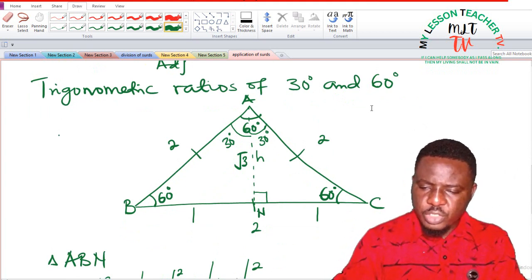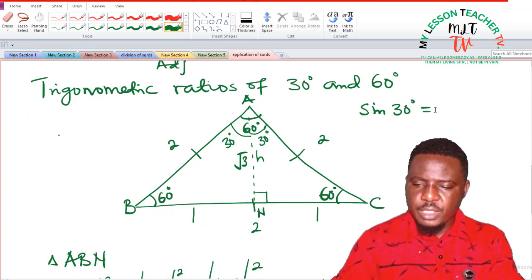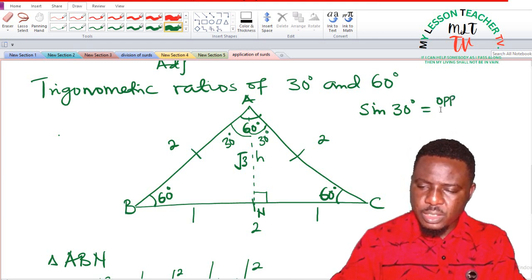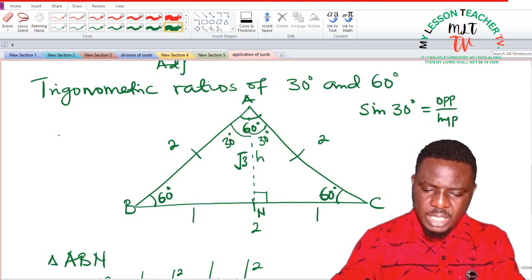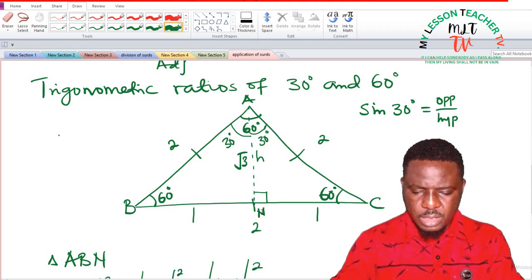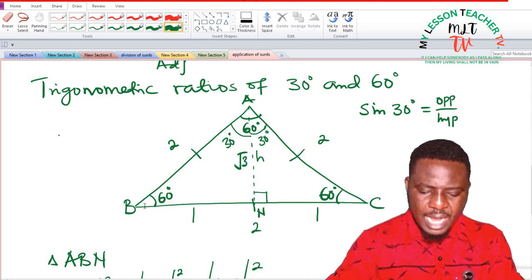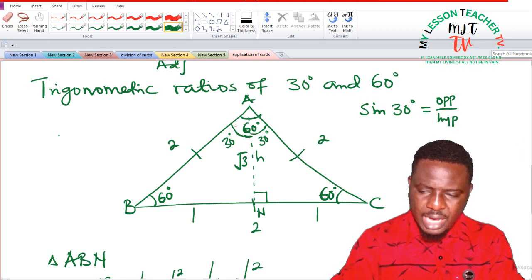So, for trig ratios of sine 30 degrees, sine 30 degrees is said to be the ratio of the opposite side to the hypotenuse side. Now, this is angle 30 degrees, or this is angle 30 degrees. Since angle ABN is equal to angle ANC, you can use any of them. Okay, so when we consider angle ABN, sine 30 degrees now is said to be opposite over hypotenuse.